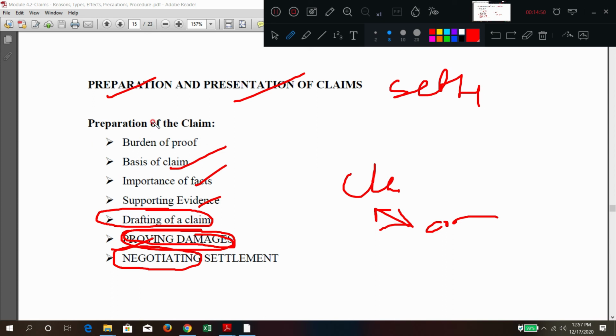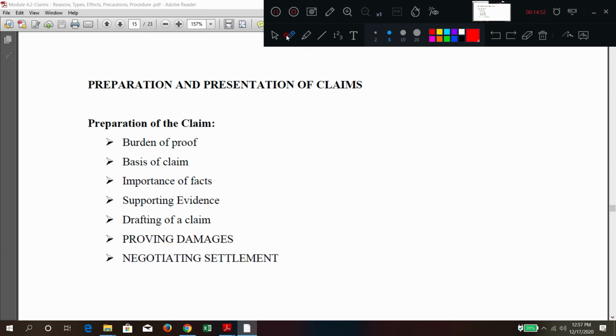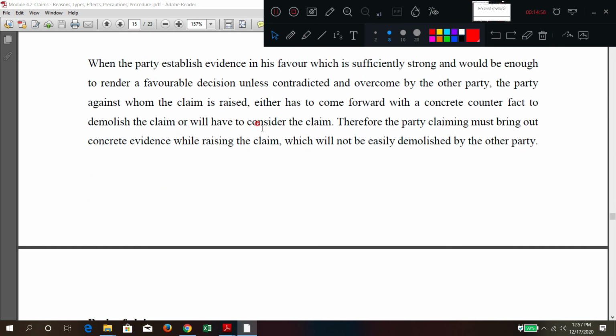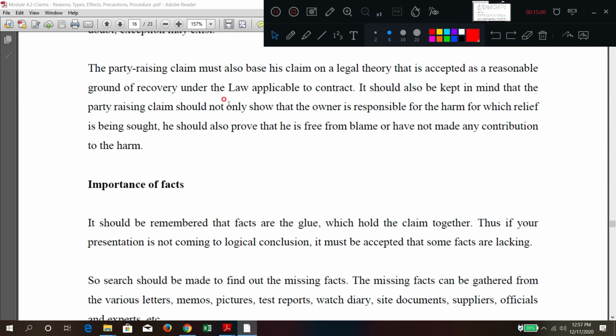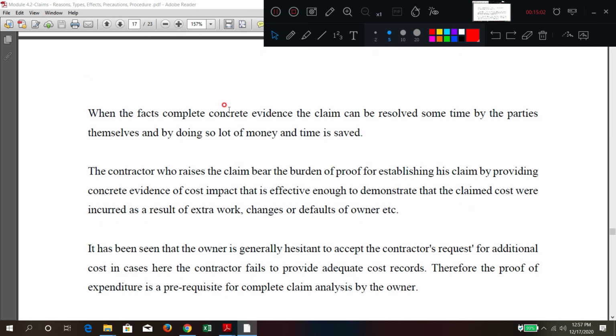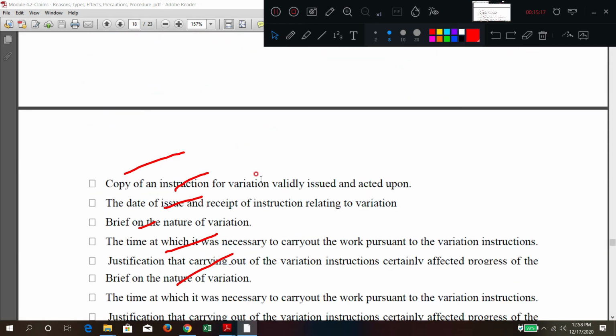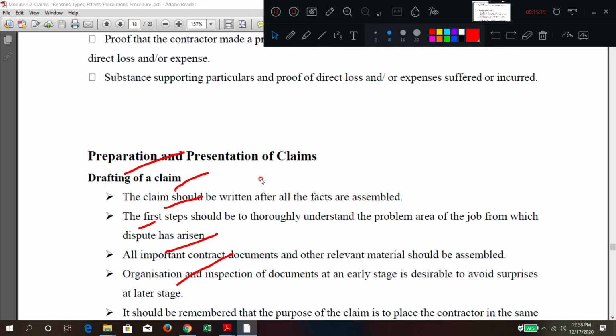You can say these are some of the steps. In detail, it has been given here. You can refer to that. Burden of proof: everything has to be covered by the burden. Basis, importance of facts, everything is given. You can just refer to it. So here, what are the things that will come as evidence? Site records, correspondence, site meetings, site diaries, schedules, payments claimed. These act as the facts or the evidence.